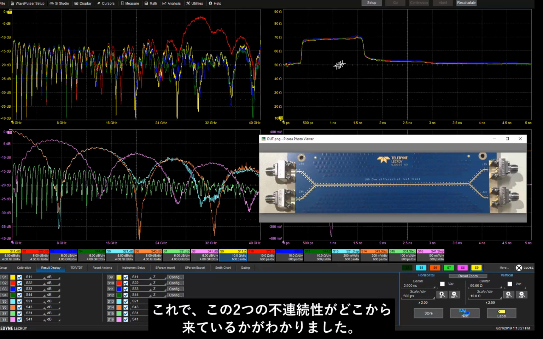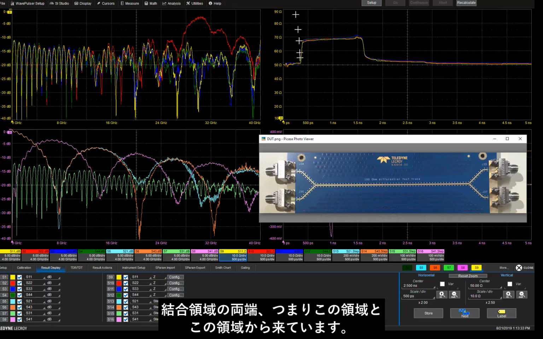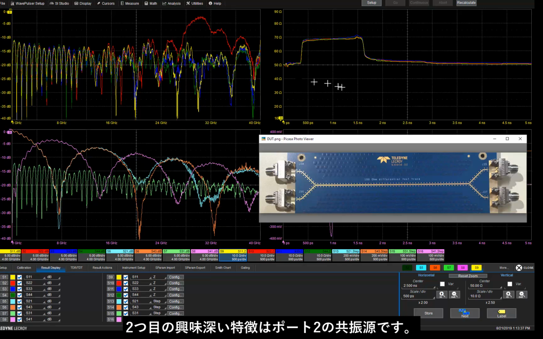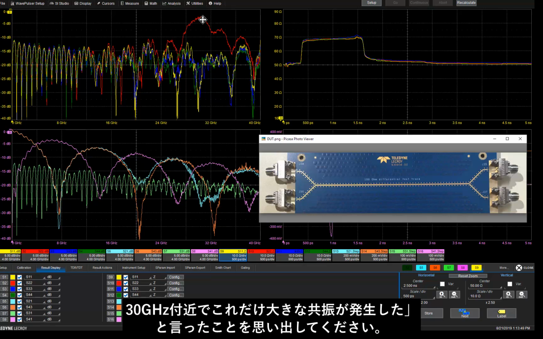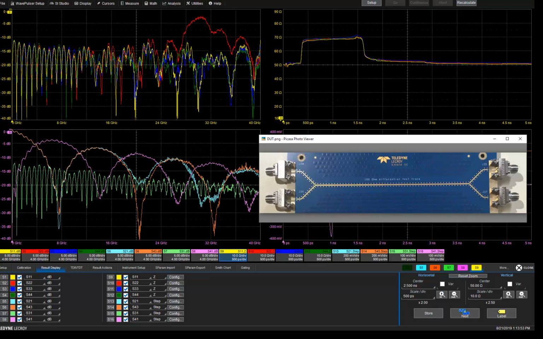And now we see where those two discontinuities come from. They come from the two ends of the coupled region, this region and this region. The second interesting feature is the source of the resonance for port 2. Remember, when we looked in the frequency domain, we said, gee, they all have a very similar return loss except for S22, and it had this large resonance at around 30 gigahertz.